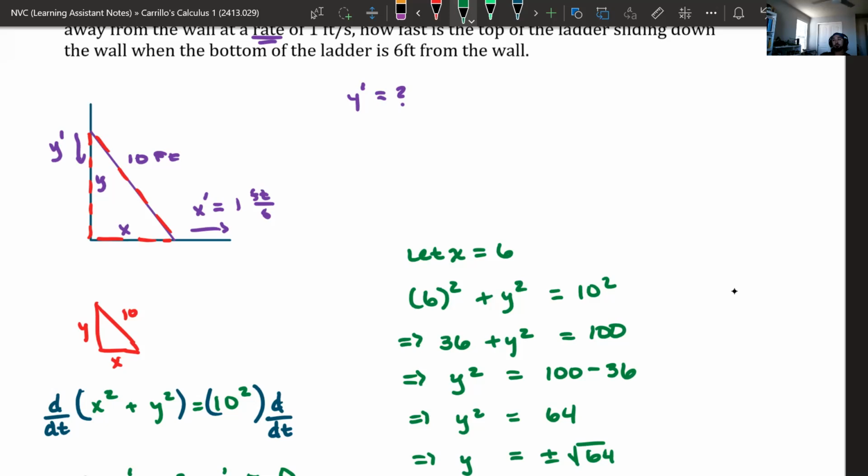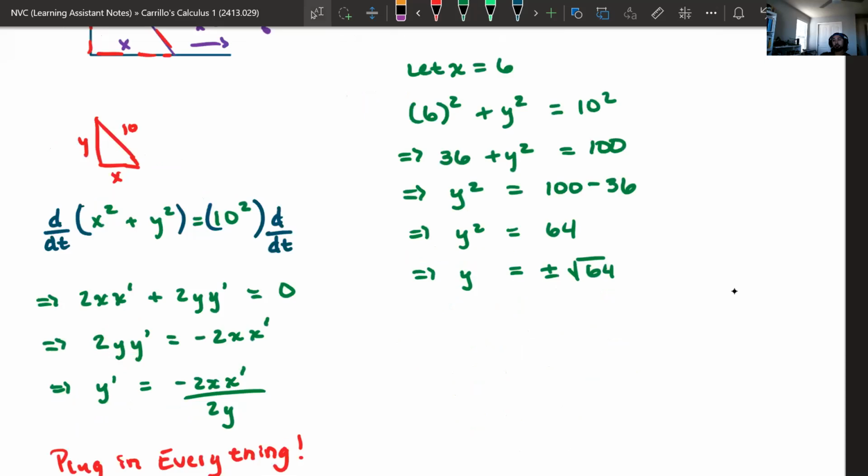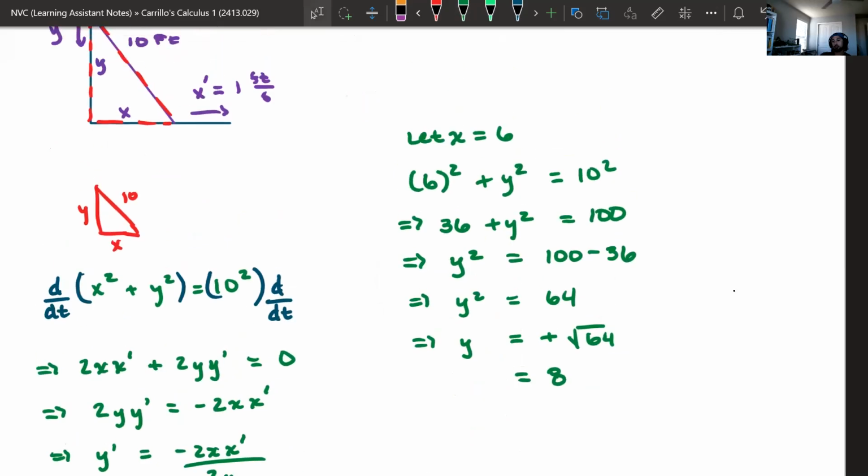No. Distance cannot be negative. So all we'll have is the positive root of 64, which is 8. So that means when the base of the ladder is 6 feet from the wall, the top of the ladder is 8 feet from the ground.